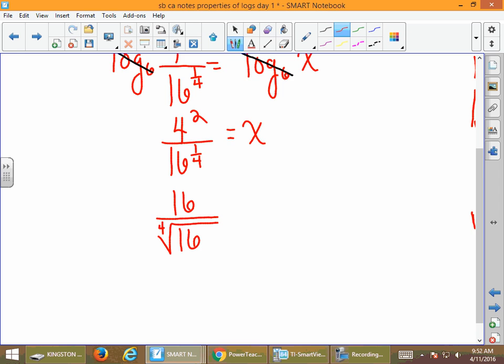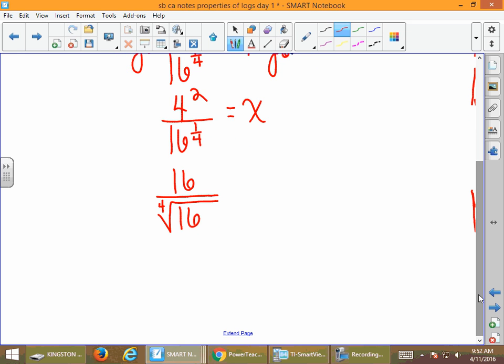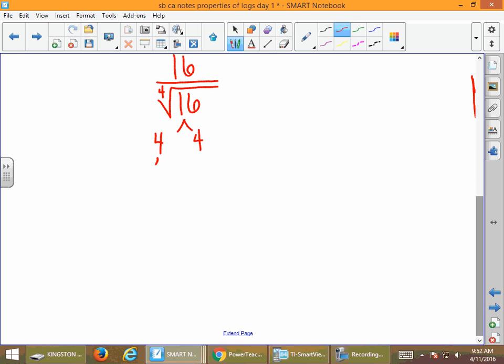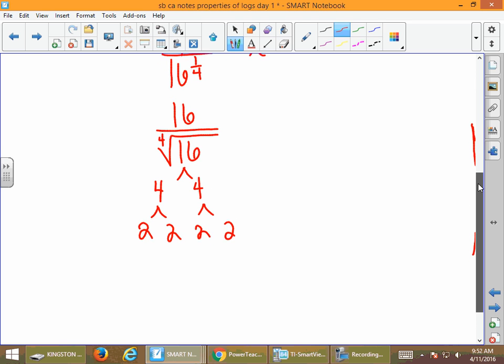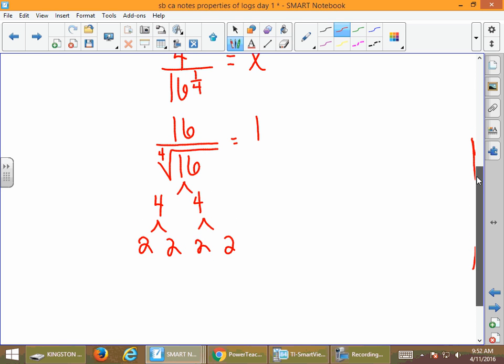16 to the 1/4 is the 4th root of 16, which you could type into your calculator if you would like. You can break it down here, where we need 4 of the same value to take out 1. So we get 16 over 2. 16 over 2 is 8, and there's our value of x.